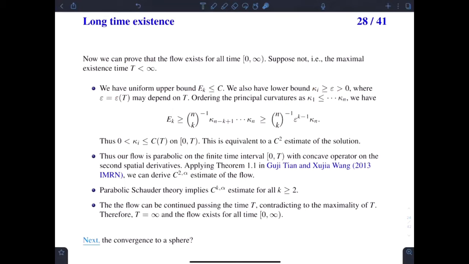If we order the principal curvatures as kappa one smaller than up to kappa m, then we can use the definition of EK to get the upper bound on the principal curvatures, because EK is greater than this factor. And this is bounded from below by epsilon to the power k minus 1 times kappa m. And from the bound on EK, we get the bound on kappa m. So now we get the two-sided bound on the principal curvature, though the bound may depend on time. And because time t is finite here, this is equivalent to a C2 estimate.